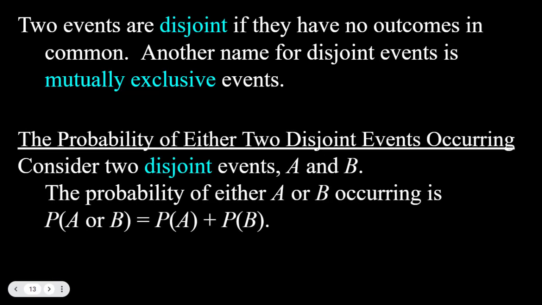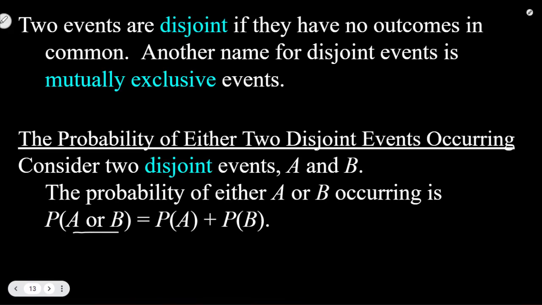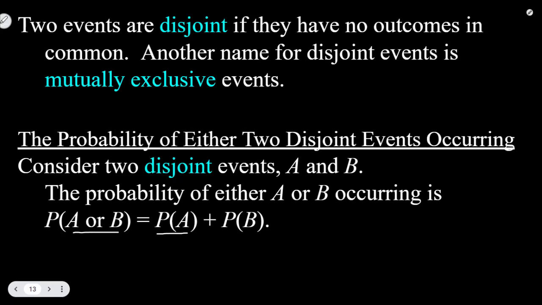The probability of either of two disjoint events occurring. So if we consider these 2 disjoint events, and we'll call them A and B, the probability of A or B occurring is just going to be the probability of A occurring plus the probability of B occurring. So you just take those individual probabilities and add them together.